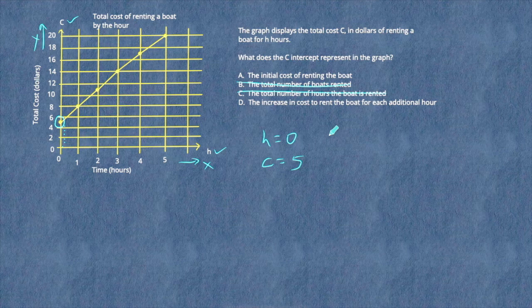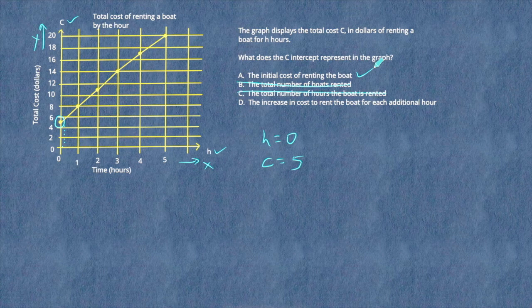A is the initial cost of renting the boat, and D is the increase in cost to rent the boat for each additional hour. So definitely it cannot be D because we are not talking about the increase in cost, how much is the cost per additional hour, because all we have is H equals 0. That's it. So the only option which makes sense is the initial cost of renting a boat.